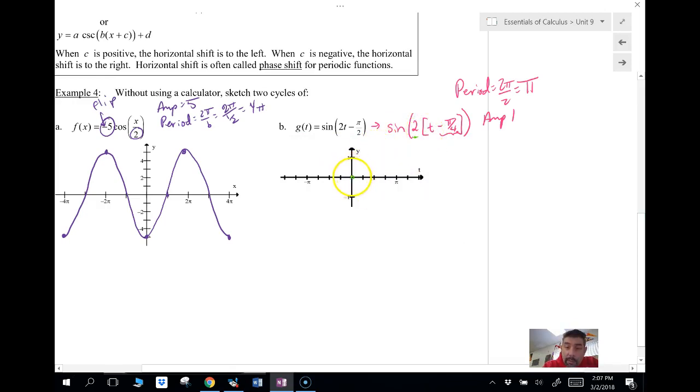So the period is going to be, here's pi. So the period is pi, so it's going to end here. Halfway between there, it's going to cross the x-axis. And then halfway between there, it's going to go up, then down, like this.